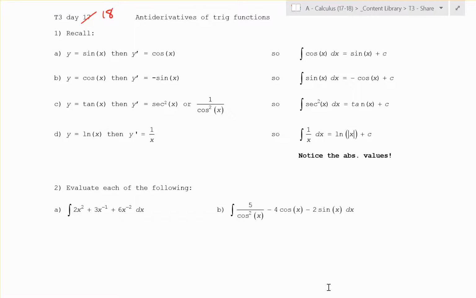Welcome to T3 Day 18 of Calculus. Today we're going to continue our discussion of antiderivatives and trig functions.